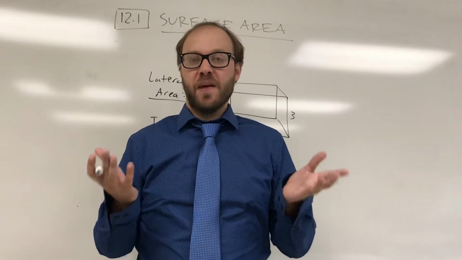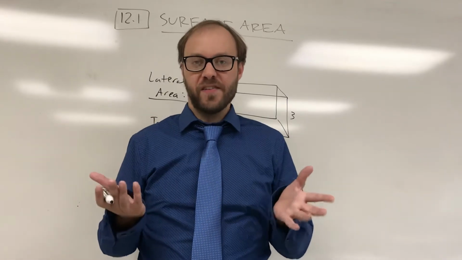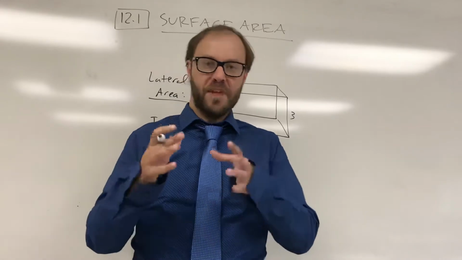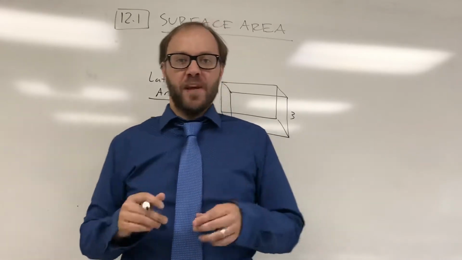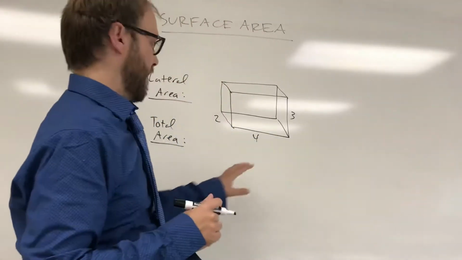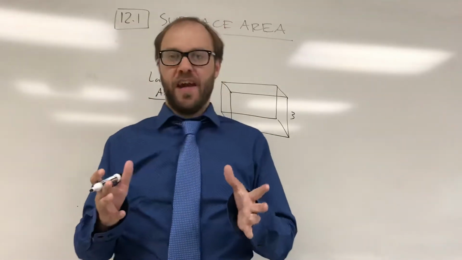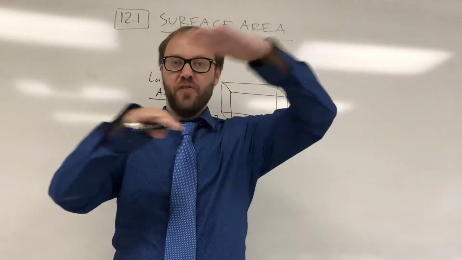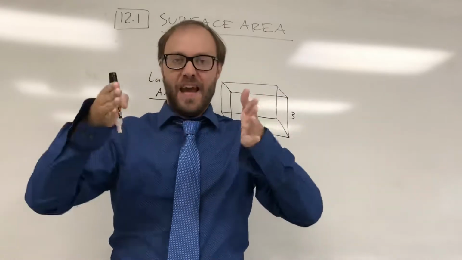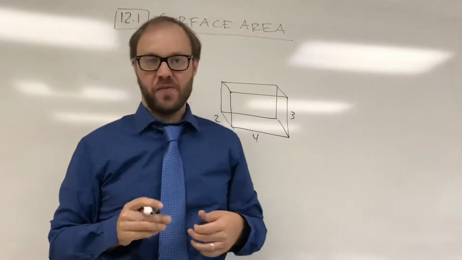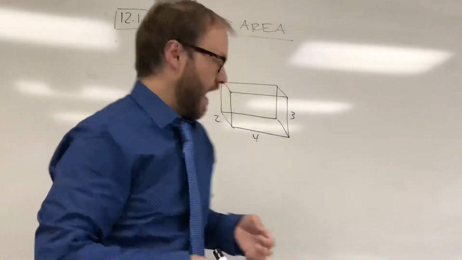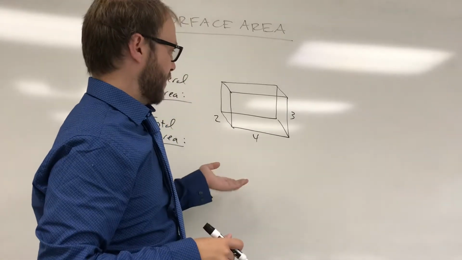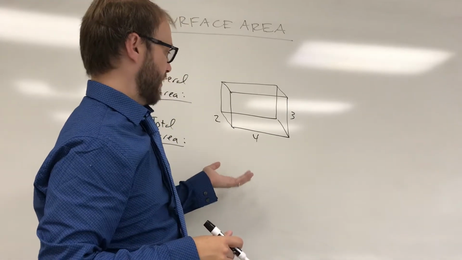I'd like to show you a few examples of finding surface areas of different types of three-dimensional solids. The first one I'm going to take a look at here is technically a rectangular prism. Remember, a prism has two congruent bases on the top and the bottom, and then you have straight edges connecting those. You have rectangular sides.